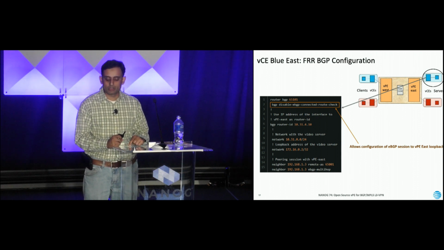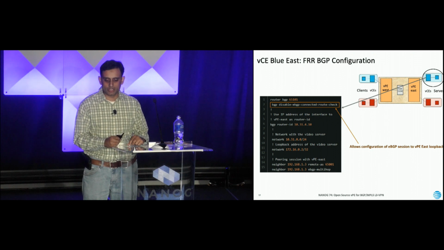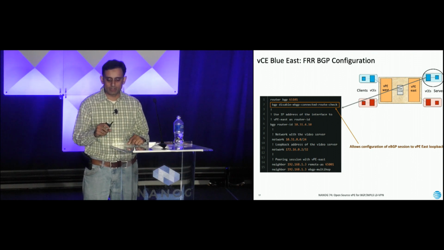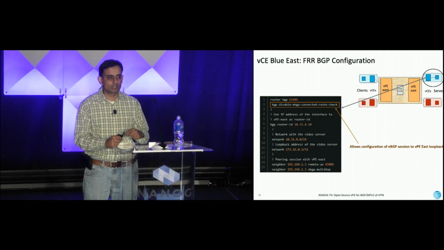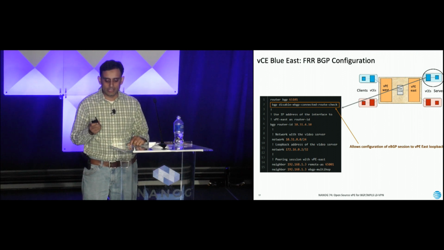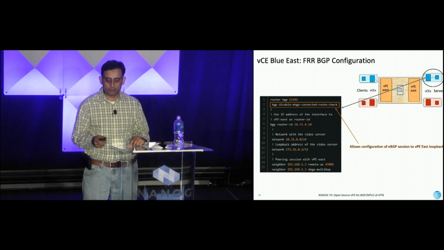This is the BGP configuration on VCE. For VCEs, we used FRR BGP daemon, and you can see the configuration over here. The second line, which I have highlighted in the configuration, allows configuration of the session to PE's loopback as opposed to the interface facing the VCE. The rest of the configuration again is fairly straightforward. You have router ID. We then add those networks related to video server to BGP process, and finally the two set of commands enable peering session with VPE East.